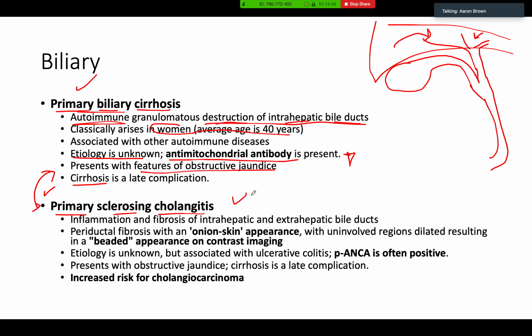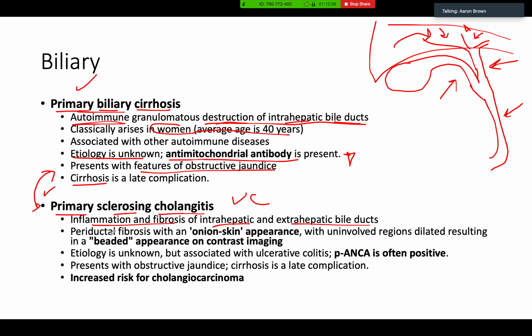Excellent. Yes, UC. It is strongly associated with UC. Most patients with primary sclerosing cholangitis have ulcerative colitis. So very good. Inflammation and fibrosis of intrahepatic and extrahepatic bile ducts. So I'm talking about this one, I'm talking about this one, and I'm talking about all of these. Any bile duct that is essentially in the body can be affected here and can start breaking down.